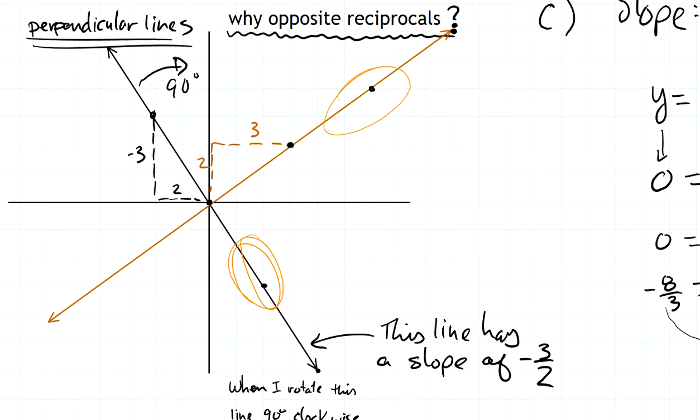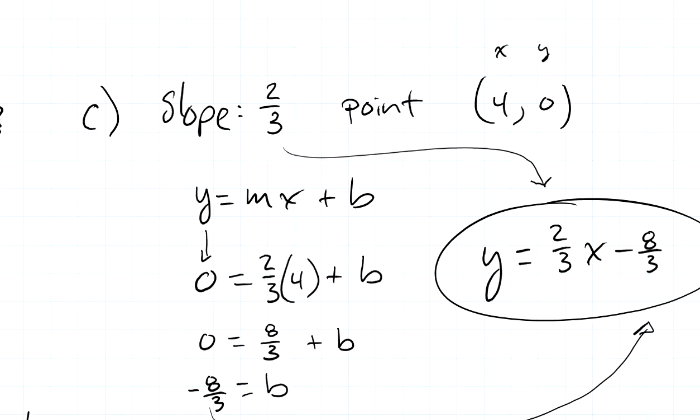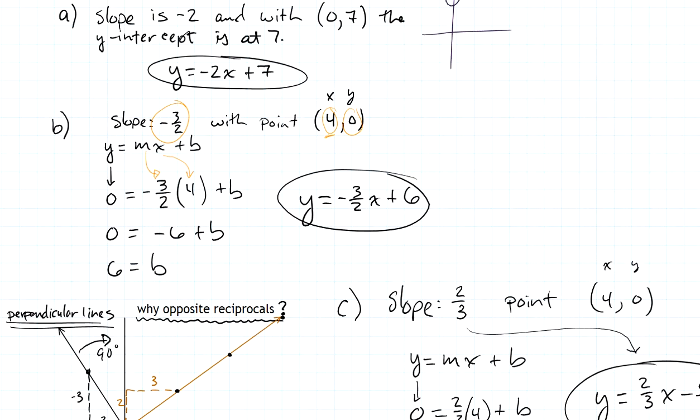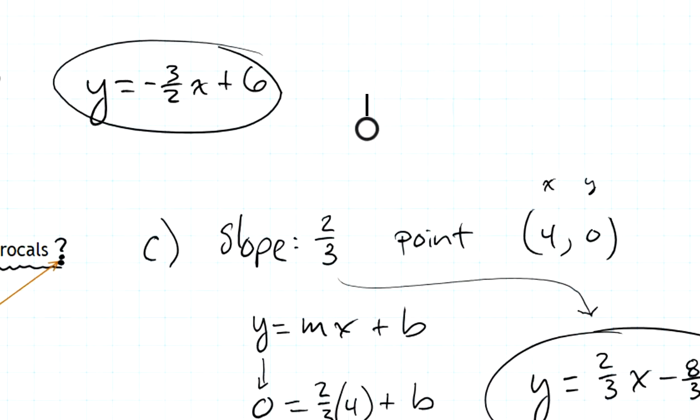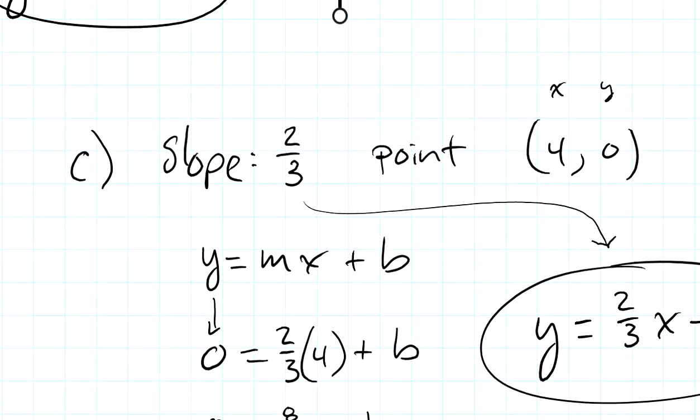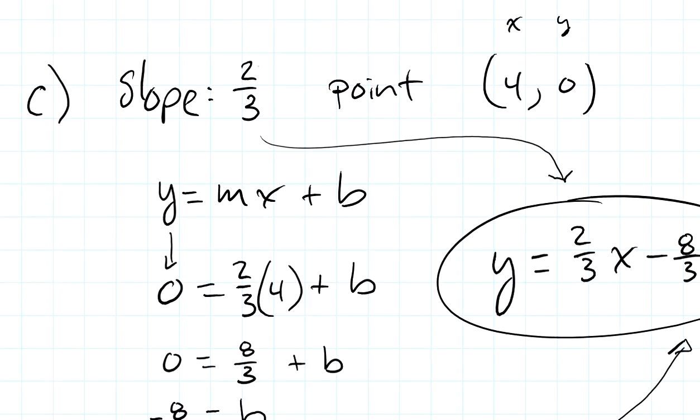So two things: if I'm given a slope and I'm told that the line is perpendicular, I'm looking at opposite reciprocal slopes. So when I'm told that it's going to be perpendicular to this line in part B, I had a slope of -3/2. So now I'm working with a slope of +2/3. This slope right here will be perpendicular to the slope of -3/2.